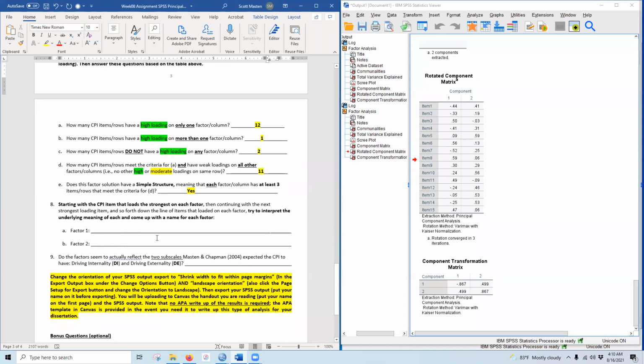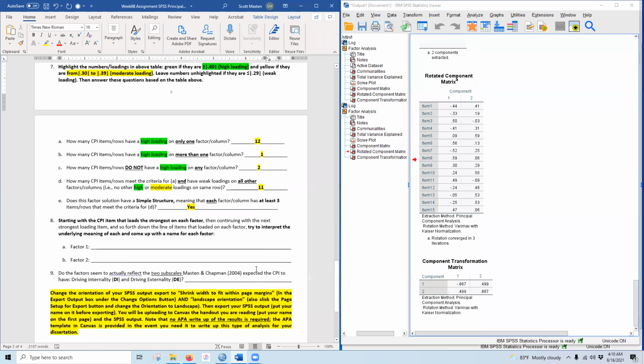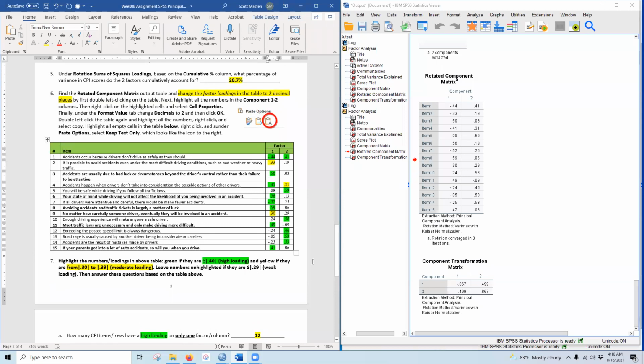So starting with the CPI item that loads the strongest on each factor, then continuing with the next strongest loading item, and so forth, down the line of items that load on each factor, try to interpret the underlying meaning of each and come up with a name for each factor. All right, so let's do this. Factor 1, the strongest loading is 0.59. So that is going to be 7.